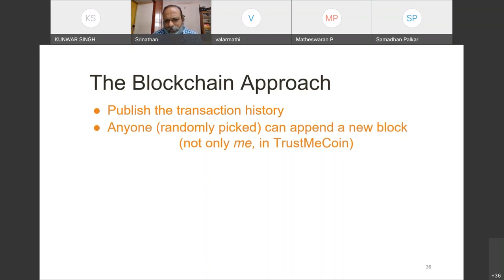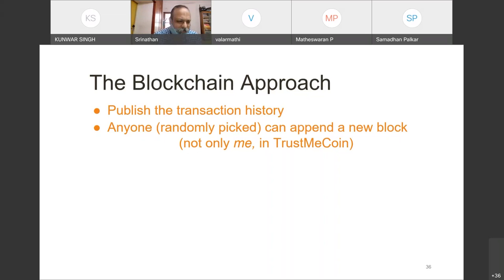And why should he be randomly picked? How is he randomly picked? It depends on the solution. Bitcoin picks randomly in one way, Ethereum picks randomly in a different way, Algorand picks in yet another random way. So different coins will pick randomly, but the approach is that there should be no monopoly in the person who adds the new block, and the person who adds the new block should be randomly picked. It should not be the same person adding, and it need not even be the person who's doing the transaction. So the person who's adding, let us call him the miner.